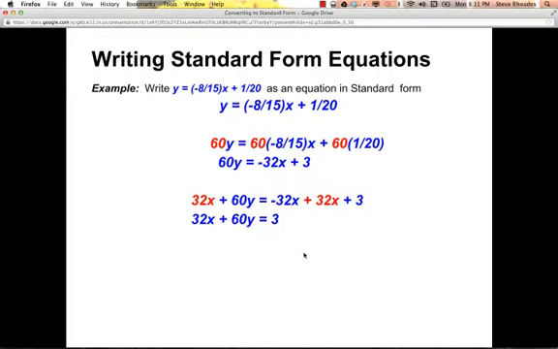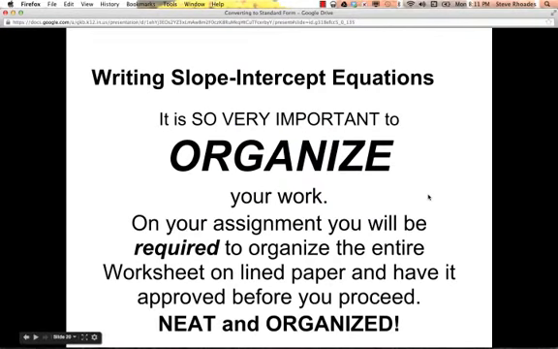Now, if we're looking, we want to make sure that a is positive. In this case it is. So even if we were working this equation on Khan Academy, we would be done. And the final answer then would be 32x plus 60y equals 3.